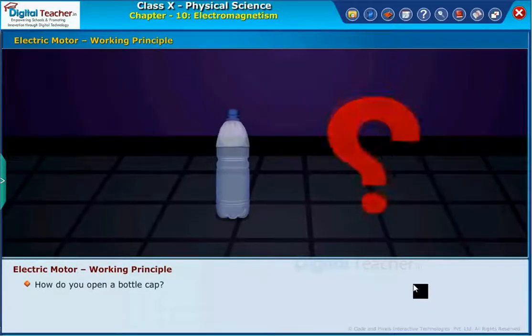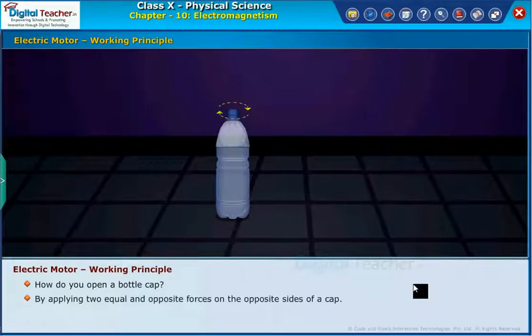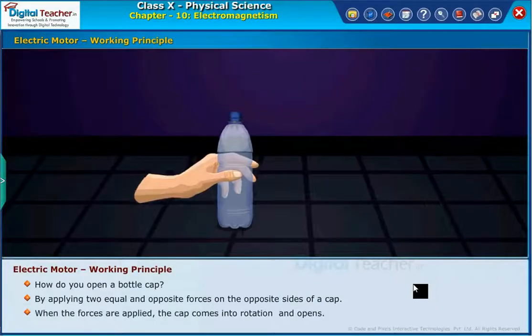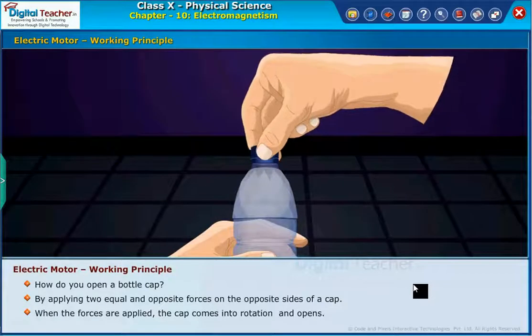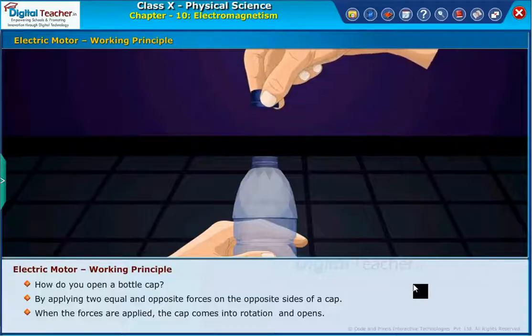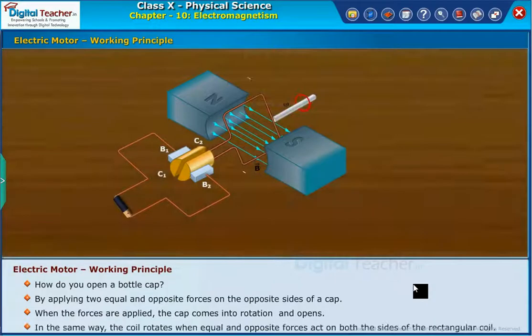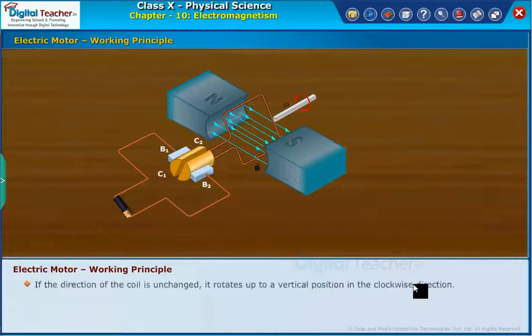How do you open a bottle cap? By applying two equal and opposite forces on the opposite sides of a cap. When the forces are applied, the cap comes into rotation and opens. In the same way, the coil rotates when equal and opposite forces act on both the sides of the rectangular coil. If the direction of the current is unchanged, it rotates up to a vertical position in the clockwise direction.